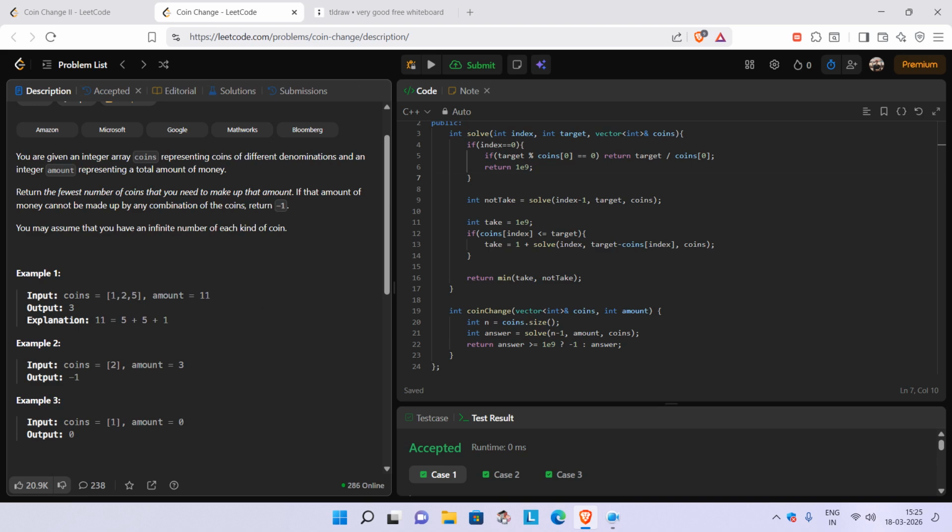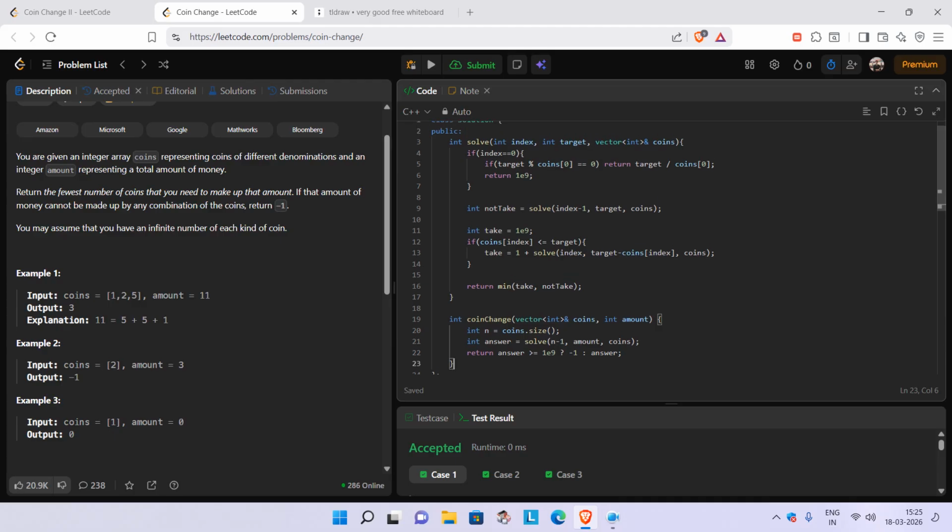To handle those cases we first of all store our answer here, and in the definition of solve we see that if this is not possible, we represent it with infinity. Whenever our answer is infinity, we return -1, which means we are not able to make any combination, and in the else condition we simply return that answer.